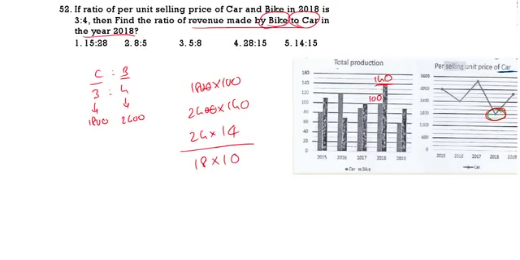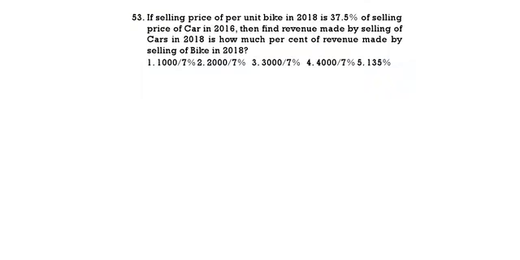See, 6 threes, 6 fours, 2 twos, 2 fives. Then we are going to get 28 is to 50. That is the final answer. 28 is to 50. Option 4 is the correct answer. See the next question.